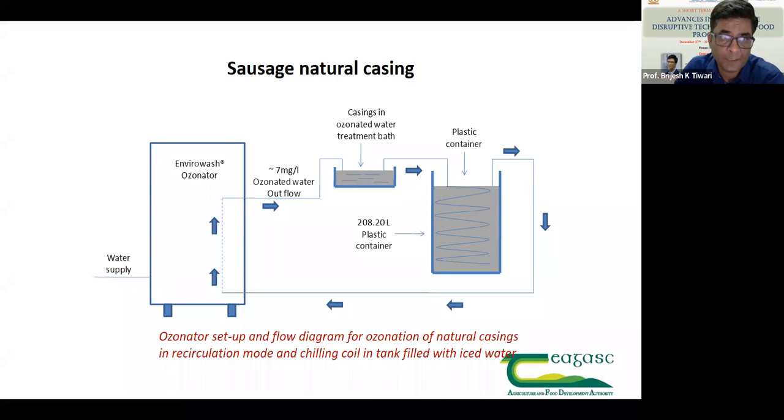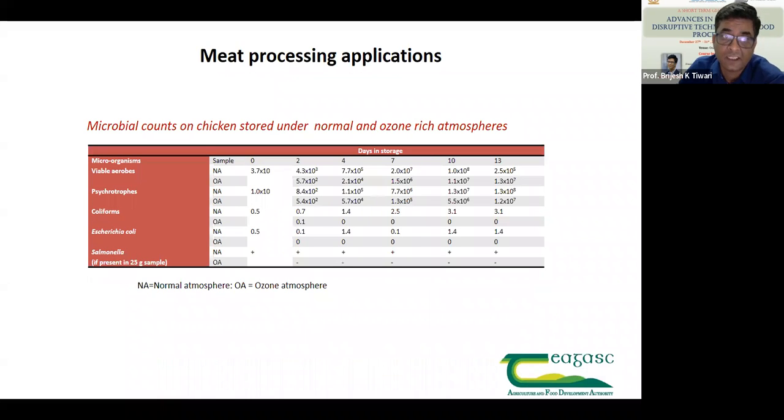This is one of the old applications for a lot of places. Meat is consumed in the form of sausages, and sausage natural casing is again ozonated, like ozonated water goes into the casing, and the casing is washed using ozone-containing water, so that we can decontaminate the casing prior to filling in the minced meat for food purposes. So this is another application for sausages. Another application here for meat processing.